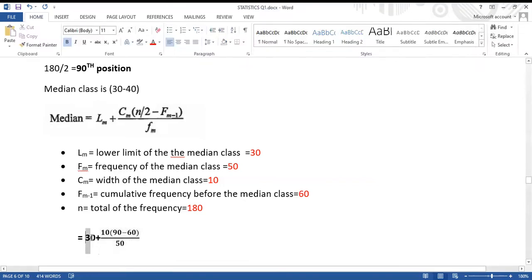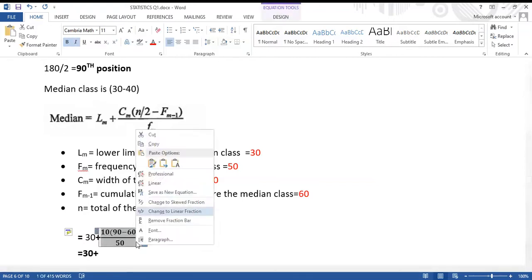Are we okay with that? How we got these figures? Class width, 10. N divided by 2, we got it here, 90. Fm minus 1, we have it here, it's 60, the cumulative frequency before the median class. And the frequency of the median class, we have it below in our denominator, that's 50. So are we okay with that?